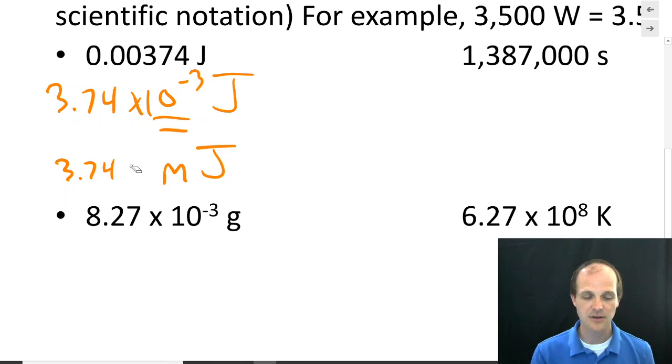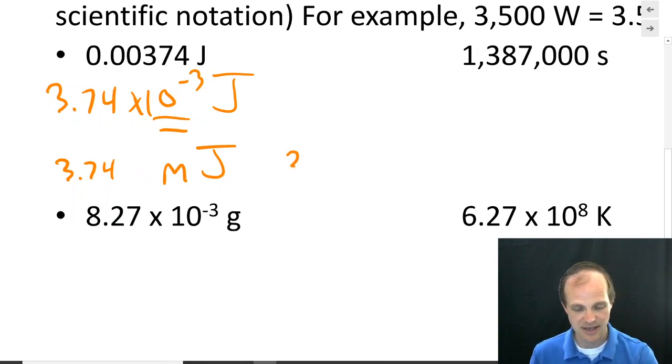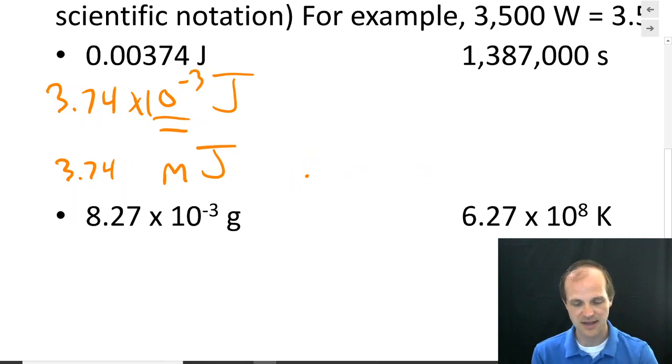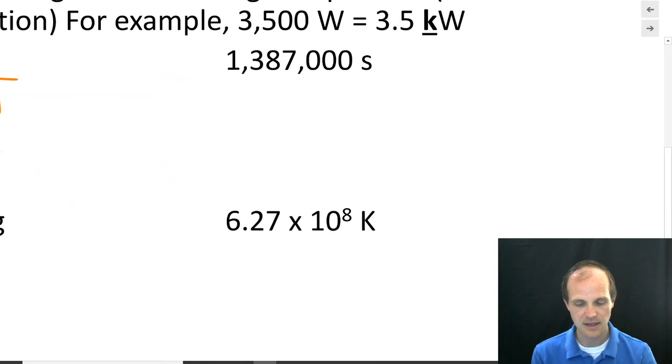Now, you'll notice I don't write the times here. I almost did just out of habit. I don't write the times here. I just write 3.74 millijoules. This is actually saying the same thing as 3.74 times milli times joules. Okay, that's what it means, but nobody actually writes it like that. They just write 3.74 millijoules.